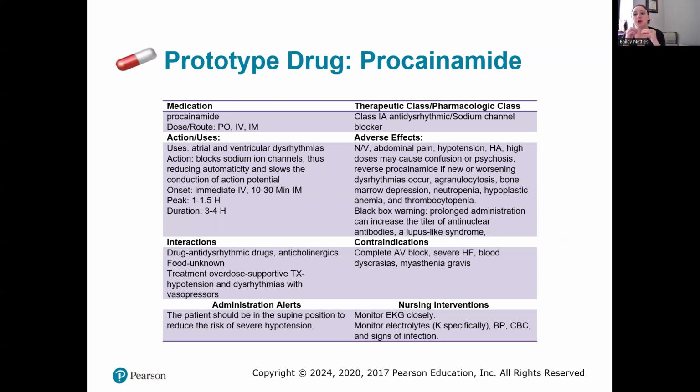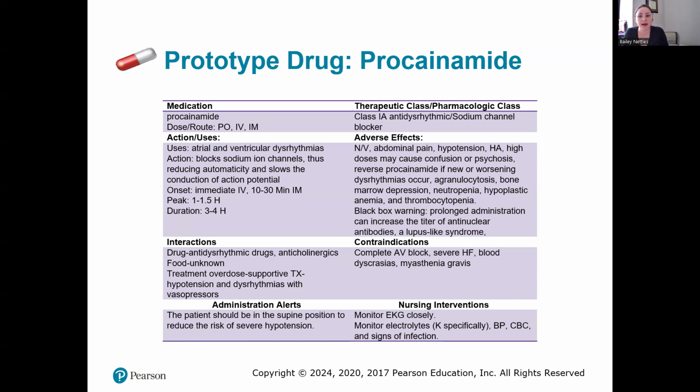So procainamide is a class 1 drug. We can give it PO, IV, IM. If it's a cardiac dysrhythmia and it's new and it's happening right now, we're giving it to you IV. We're assuming this is an emergency. So this is a sodium channel blocker. It works for atrial and ventricular dysrhythmias.